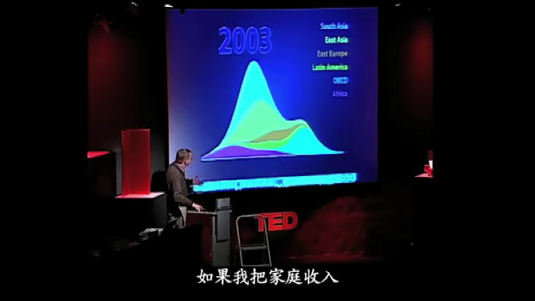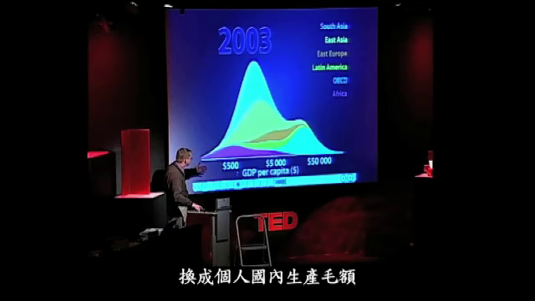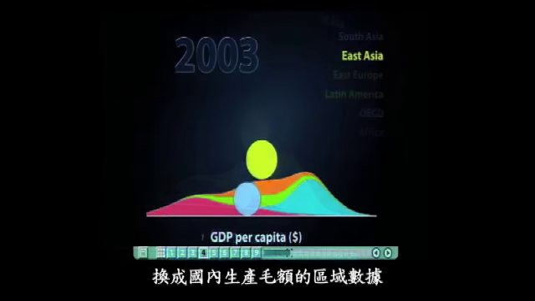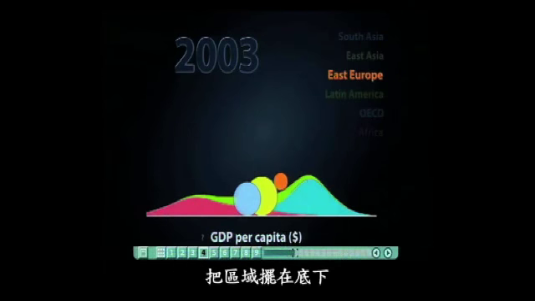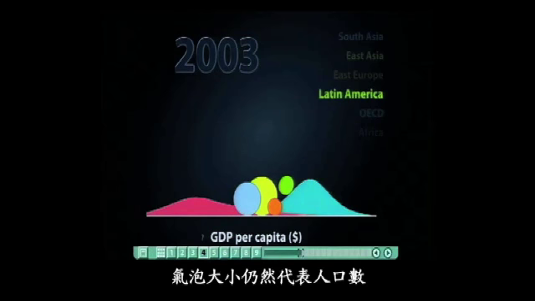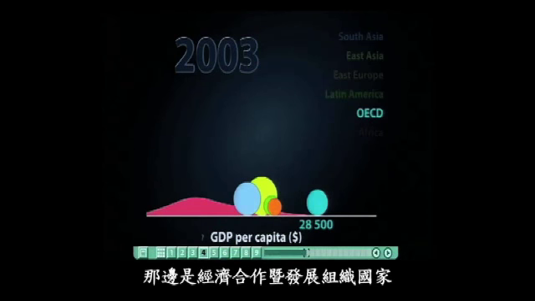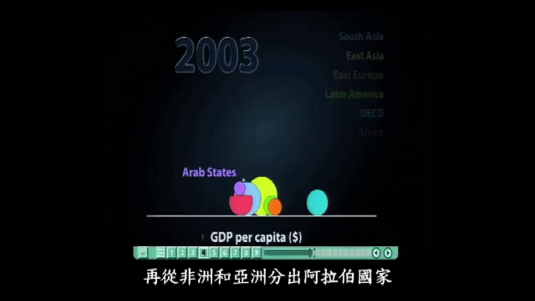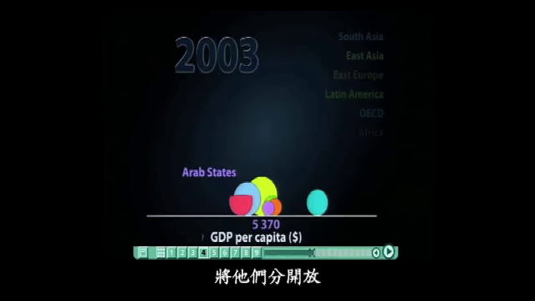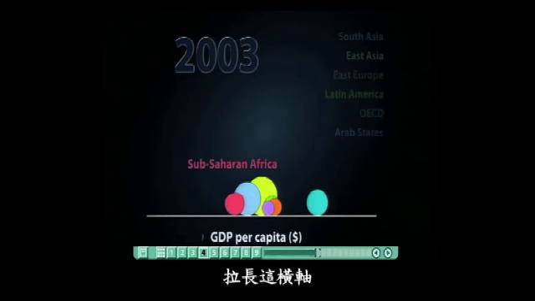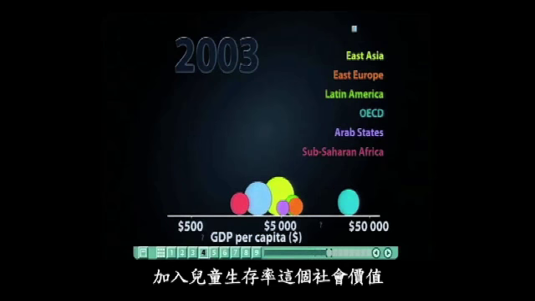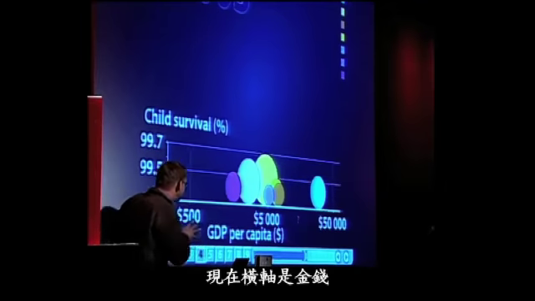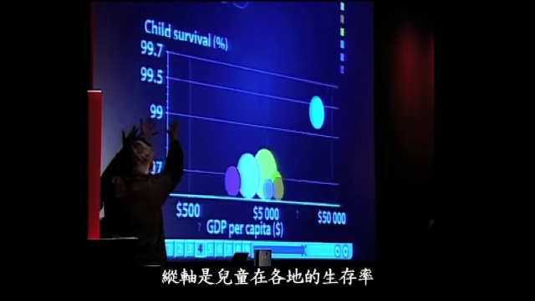If I change this and I take GDP per capita instead of family income, and I turn these individual data into regional data of gross domestic product, and I take the regions down here, the size of the bubble is still the population, and you have the OECD there, and you have sub-Saharan Africa there, and we take off the Arab states there, coming both from Africa and from Asia, and we put them separately, and we can expand this axis, and I can give it a new dimension here by adding the social values there, child survival. Now I have money on that axis, and I have the possibility of children to survive there.